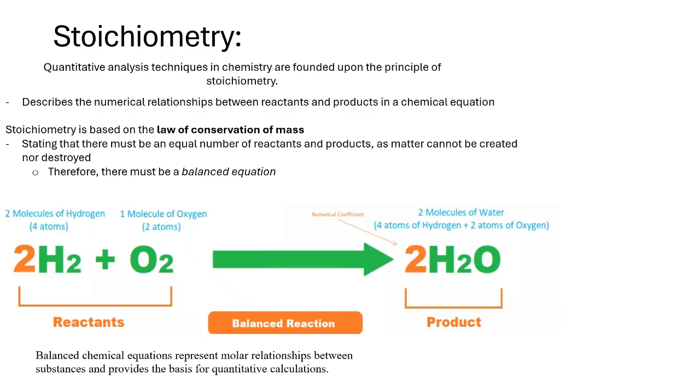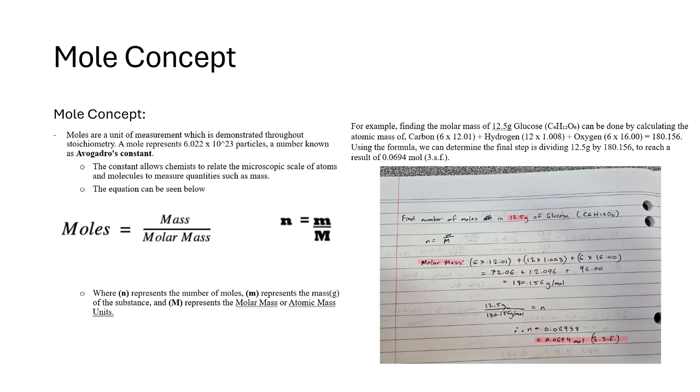As presented, stoichiometry describes the numerical relationships between the reactants and products in a chemical equation and is grounded in the law of conservation of mass, which states matter cannot be created nor destroyed. To ensure this, we must balance the equations by making sure the number of atoms on both sides are equal. Mole is a standard unit of measurement used to quantify particles in chemistry.